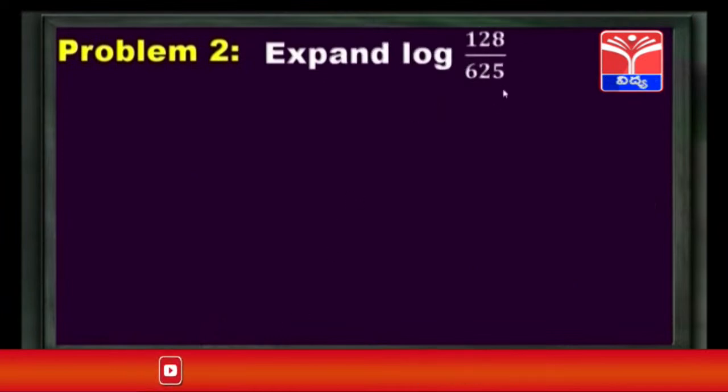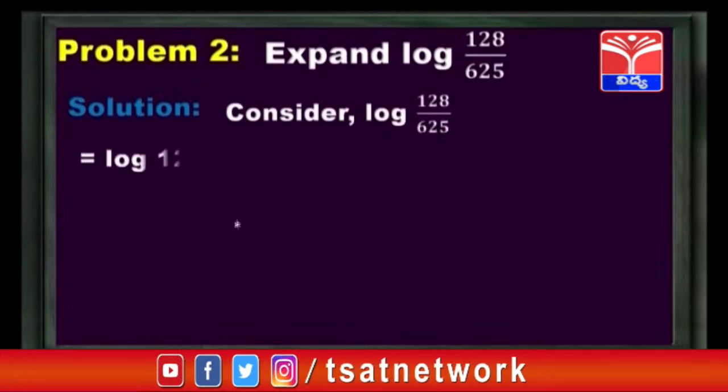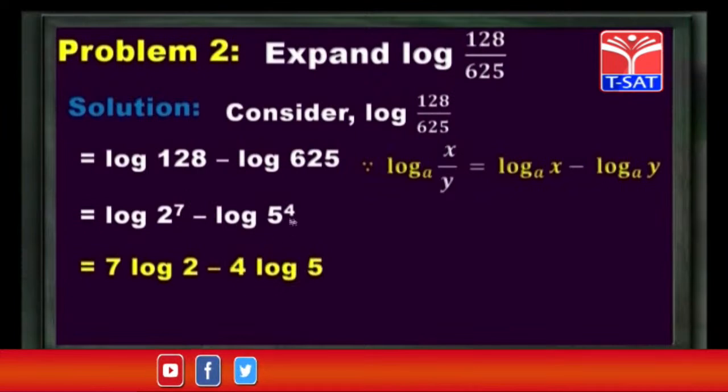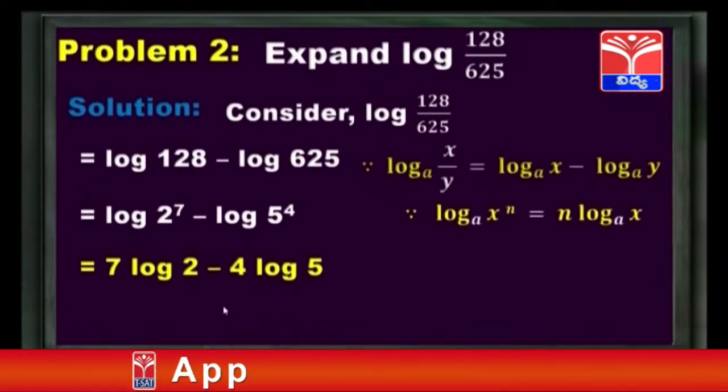Expand log 128 by 625. Consider log 128 by 625, which is log 128 minus log 625. We are using the formula log x by y is log x minus log y. Log 2 power 7 minus log 5 power 4. Again I am using the power rule: 7 log 2 minus 4 log 5. So this is the value of the expansion of log 128 by 625. Log 128 by 625 is equal to 7 log 2 minus 4 log 5.